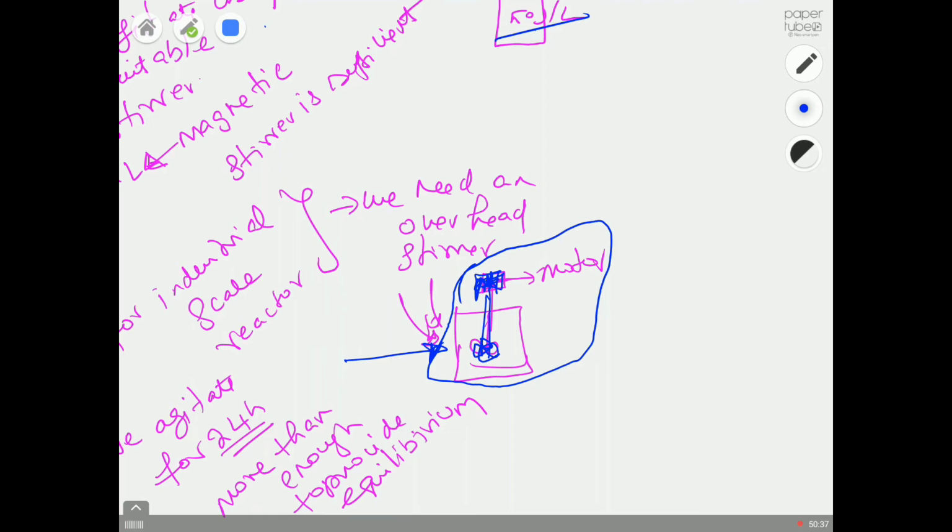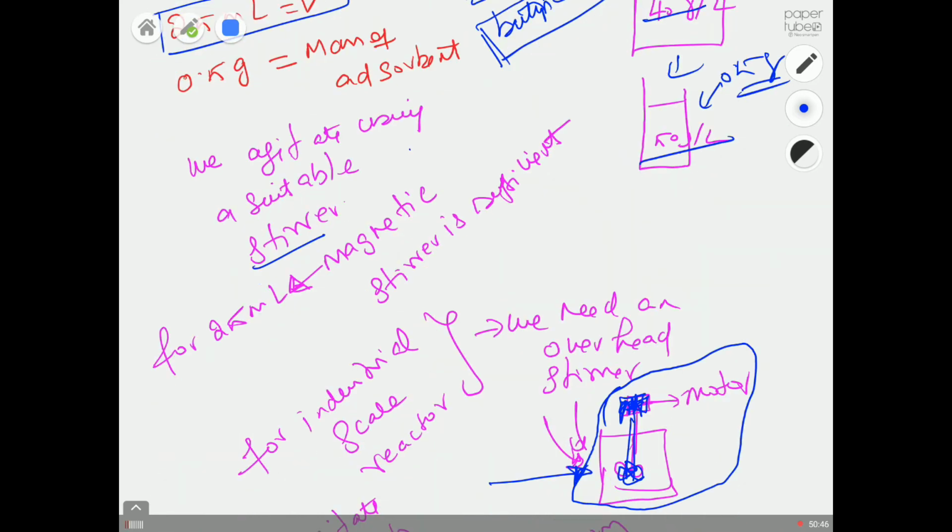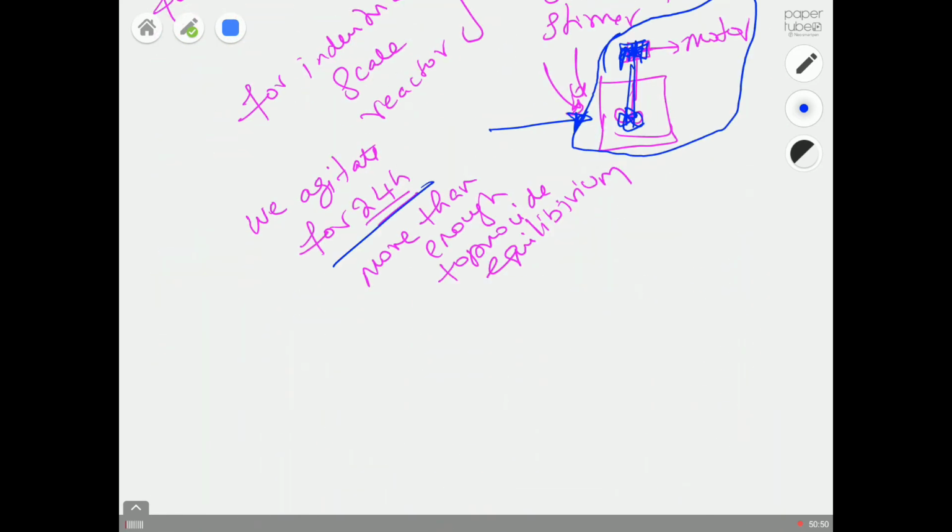So what we do is, once we add our adsorbent material, we provide agitation to the solution, and then we agitate using a suitable stirrer. And typically we agitate for 24 hours. Just assume that we add everything, we measured accurately 25 ml in 8 different vials, and each vial contained a different concentration of your solution, and then we added 0.5 gram of your adsorbent material in each of those vials, and then we agitate for 24 hours.